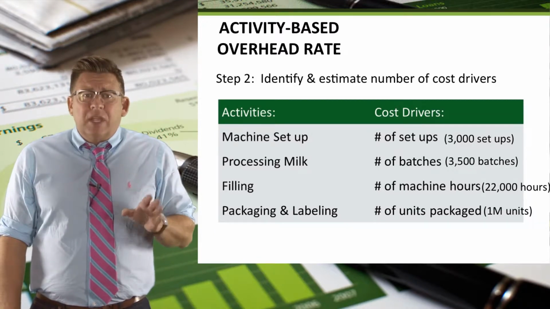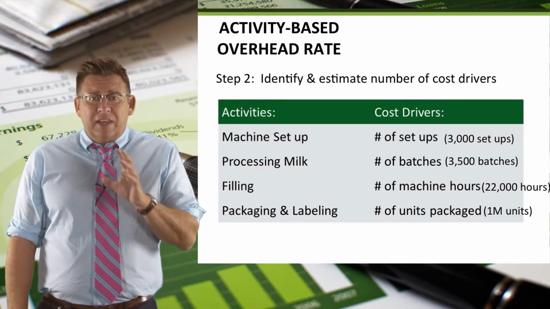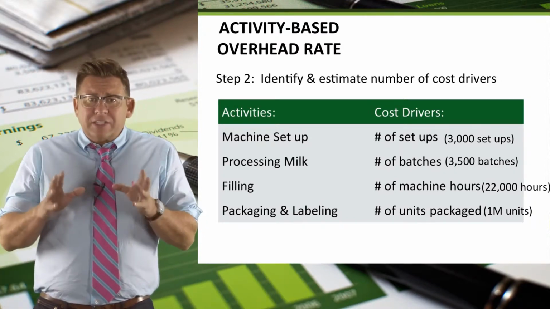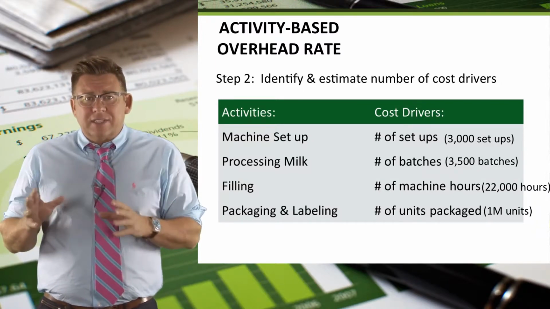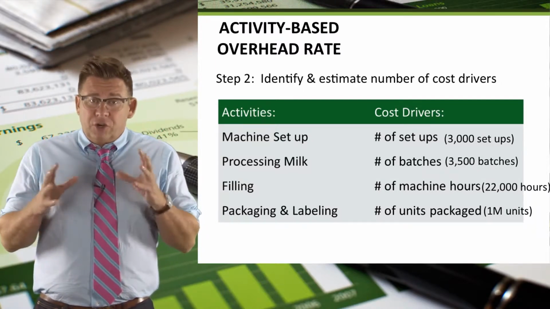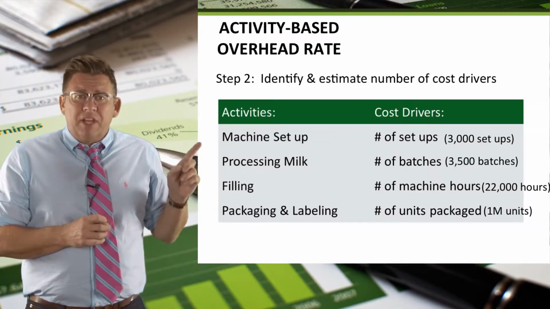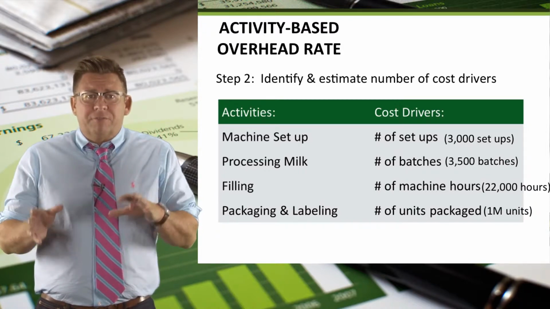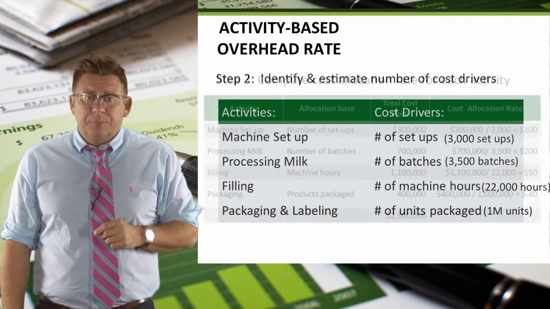The next step is to identify the cost driver of the overhead and estimate the number of activities that will occur for the period. A cost driver is the activity that most likely causes the overhead to occur for that function. As you can see here, the number of times a machine needs to be set up is the cost driver for the overhead associated with the setup activity.